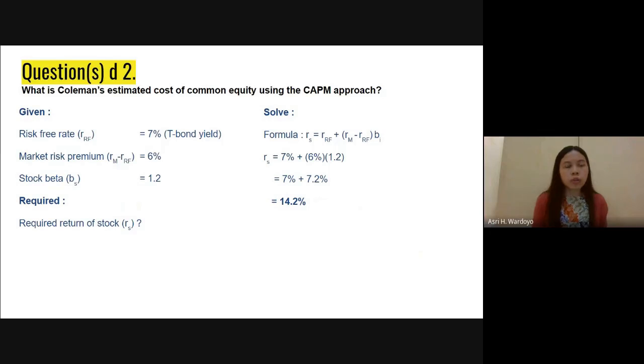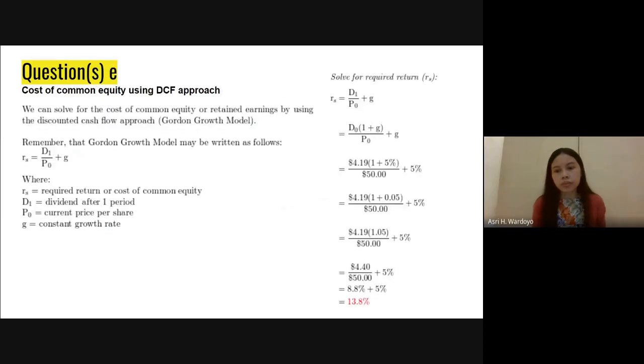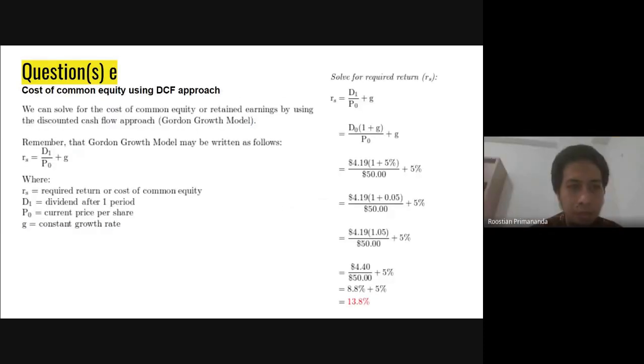For question E will be presented by Rosian. Thank you, Asri. For question E, cost of common equity using the DCF approach, we can solve for the cost of common equity, or required rate of return, by using the Gordon growth model. So the required return or cost of common equity will be D1, or dividend after one period, divided by P0, or current price per share, plus constant growth rate. So if we put it into the calculation, it will be 13.8%.